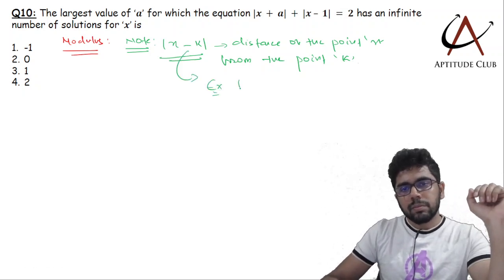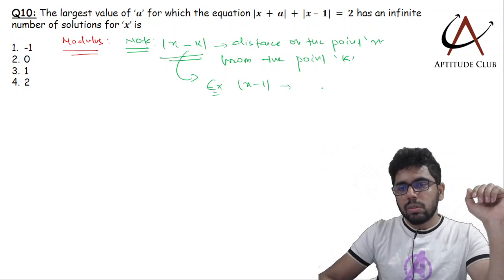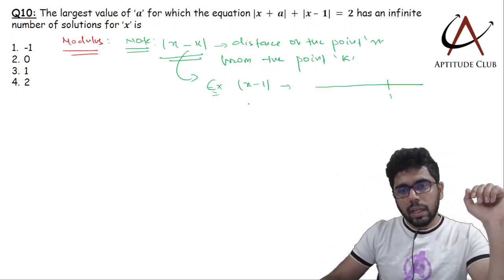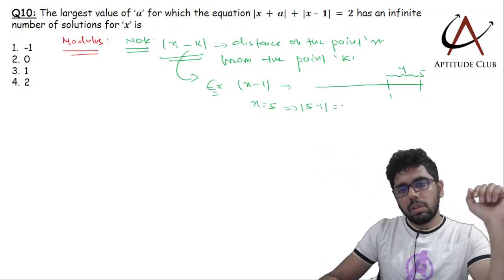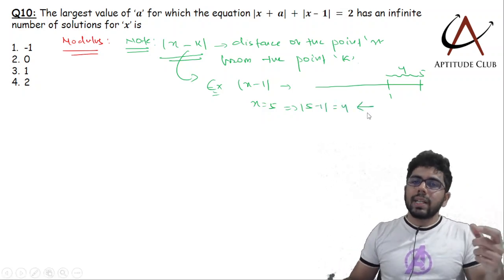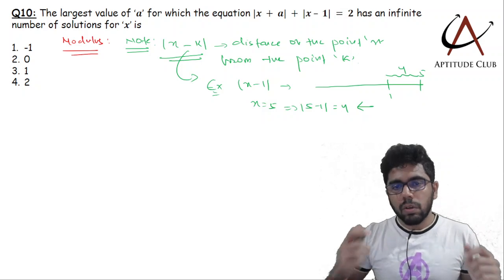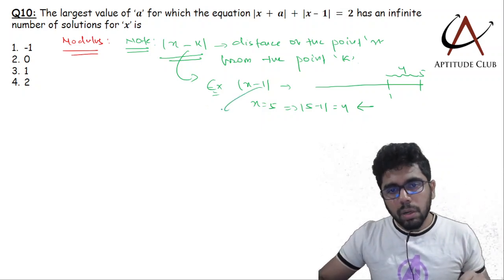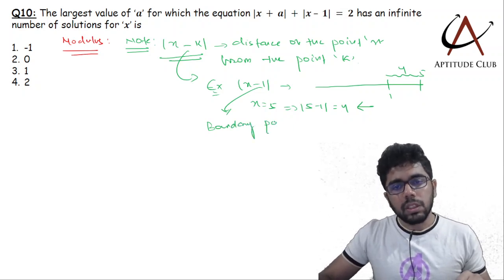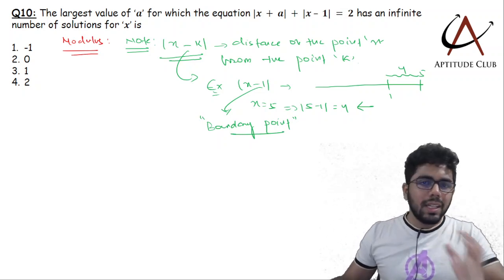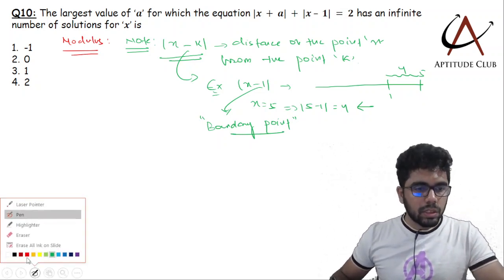For an example, I'll take mod x minus 1. तो देखो नंबर लाइन में if I put this as 1 and maybe take x as 5, so what is the distance of the point 5 from the point 1? 4. तो mod 5 minus 1 देखो आ रहा है 4. तो मॉडुलस का जो आउटपुट आएगा that is the distance of the point x from the point 1, and this 1 is called your boundary point. Boundary point means the point at which a modulus becomes 0. बस इतना ही कॉन्सेप्ट है. अगर ये क्लियरली समझे, आराम से ये क्वेश्चन सॉल्व हो सकता है.